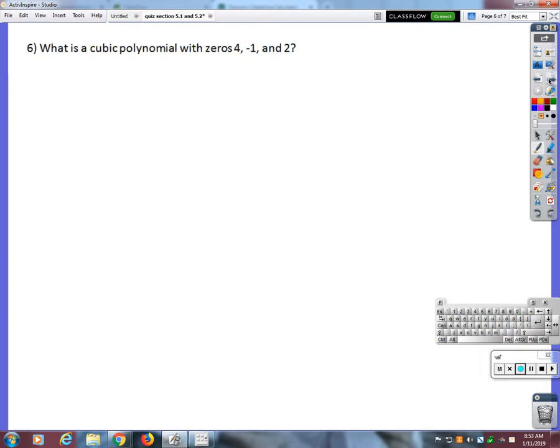All right. Then a cubic polynomial with those as zeros, we just have to go backwards. So that's going to be x minus 4 times x plus 1 times x minus 2. Remember that you have to flip the signs around, make them to be the opposite.